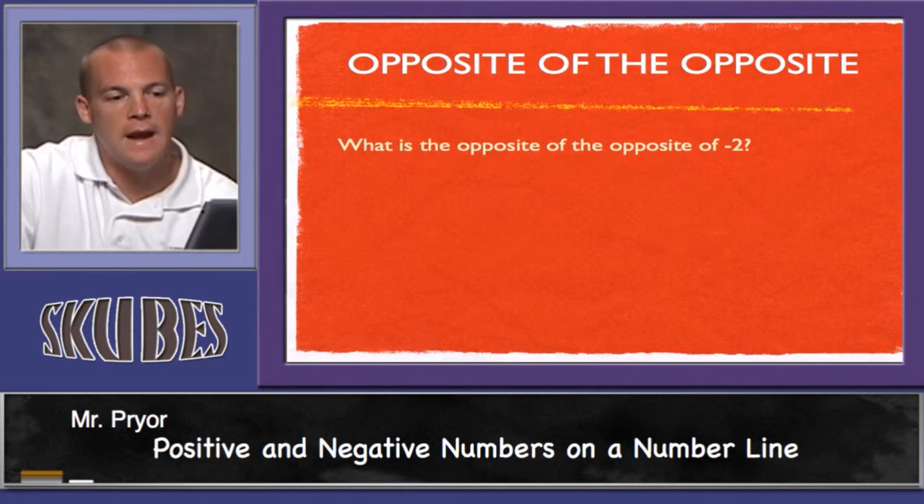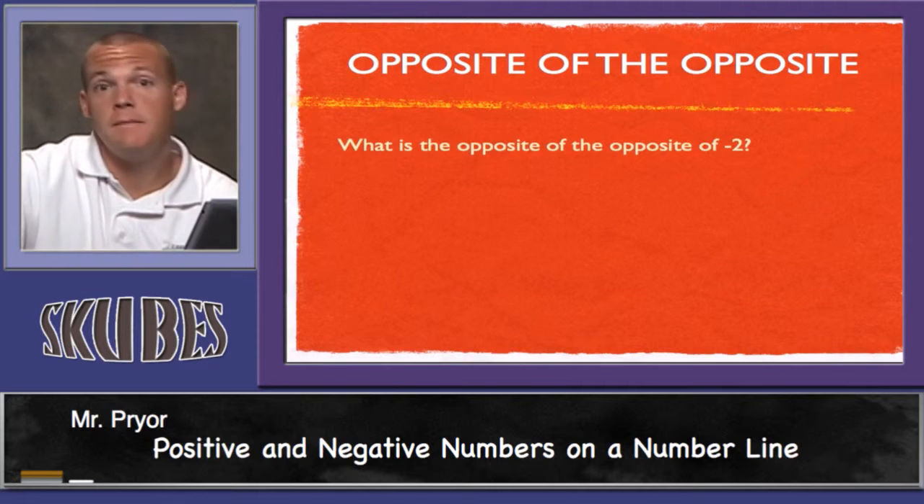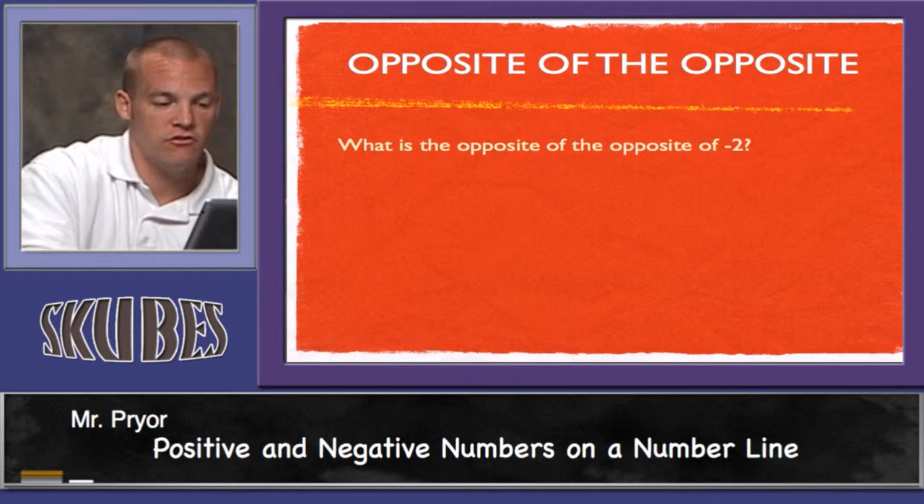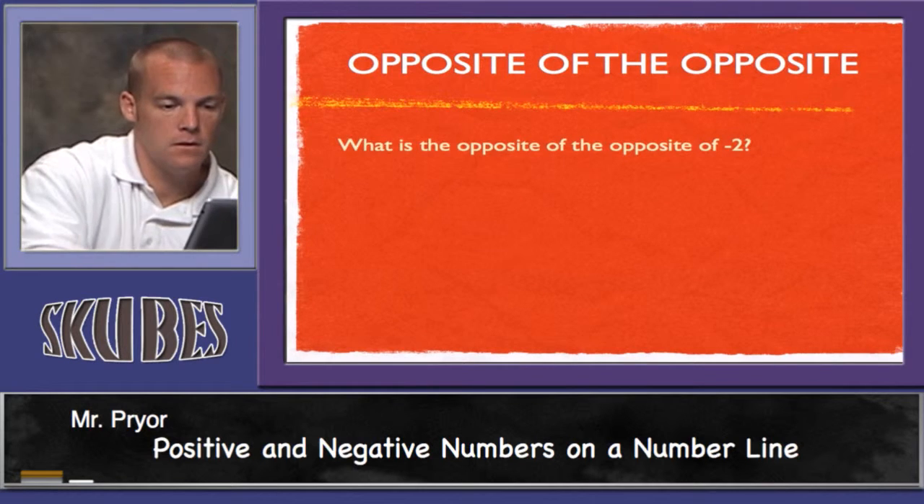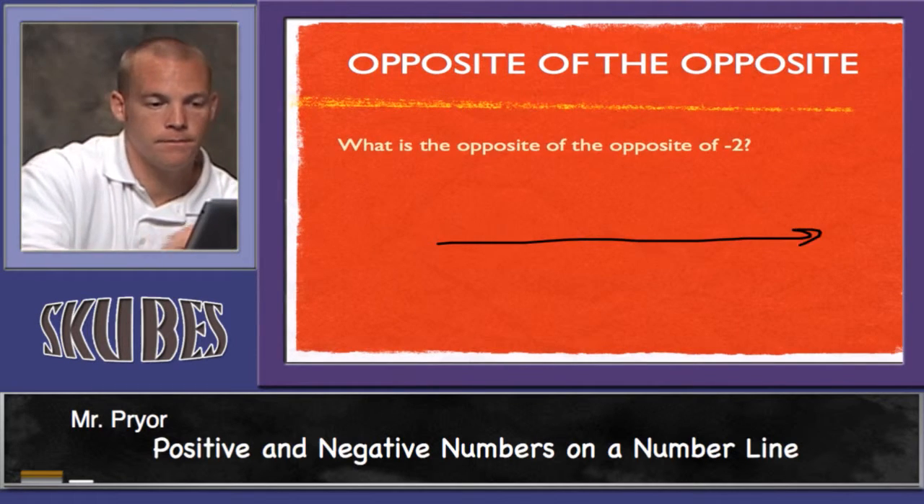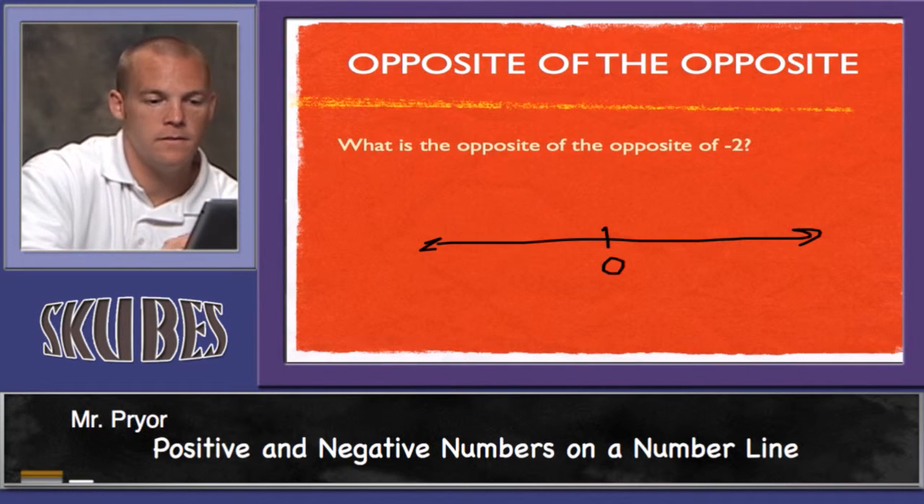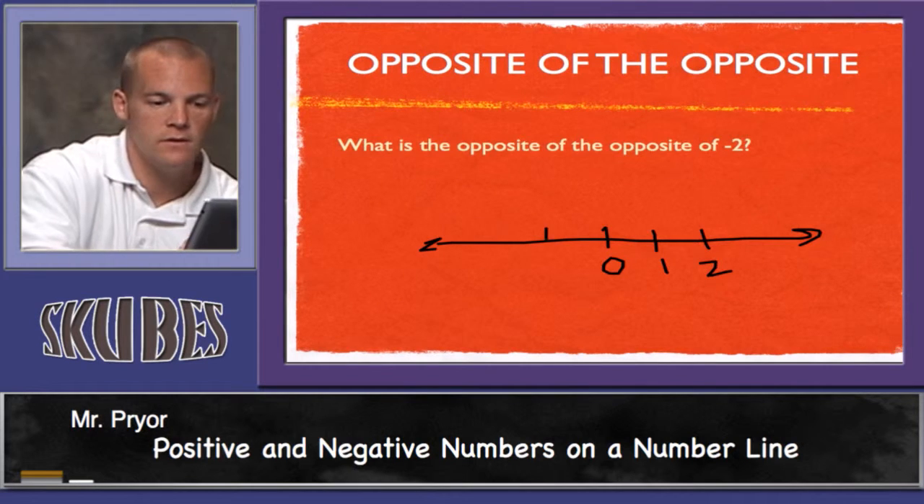What is the opposite of the opposite of -2? Well, I didn't mean to, but I just gave you the answer to that one, okay? But let's look at it real quick on a number line just to show you one more time. All right, you have 0 in the middle. We'll go ahead and mark out 1 and 2. And then over here you would have -1 and -2.